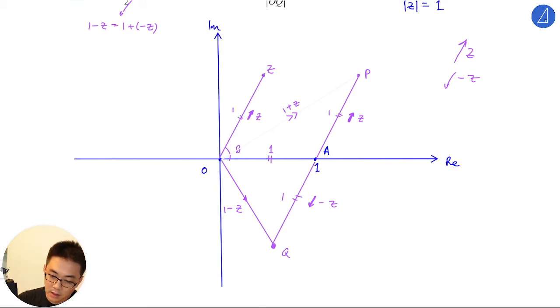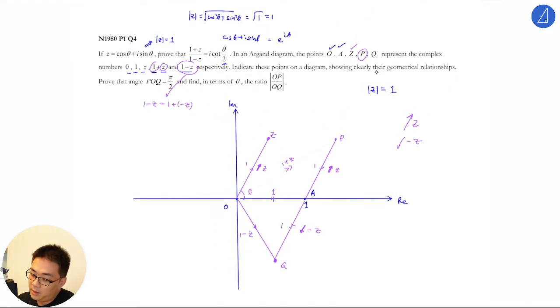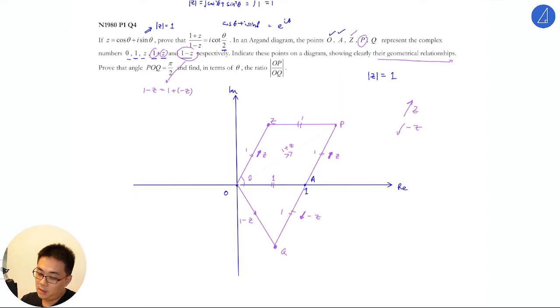Essentially, they want you to show the geometrical relationship. So it's 1, 1, all the geometrical relationship. If this is Z to P, the length is 1, right? And because this will be a parallelogram, this will also be 1. The length is 1. So from this diagram, OZPA is a parallelogram, but more precisely, it's a rhombus. Alright? It's a rhombus.